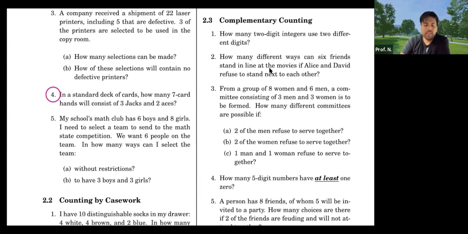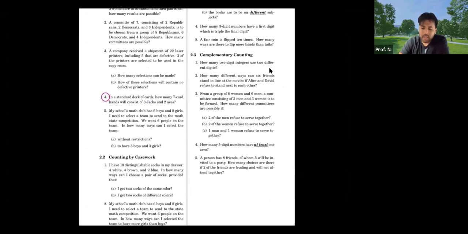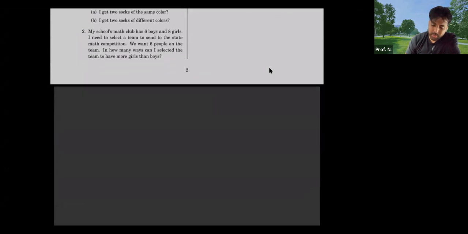We have a standard deck of cards, and this is pretty standard. I'm pretty sure, hopefully, everyone knows what a standard deck of cards is. It's 52 cards. You have 4 suits, 13 cards for each suit. And then it says how many 7-card hands will consist of 3 jacks and 2 aces. And this is a problem you've definitely seen in your homework problems. So this is 2.1, number 4.